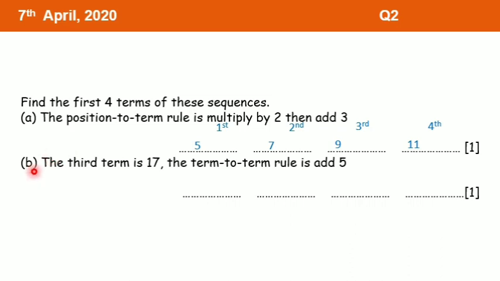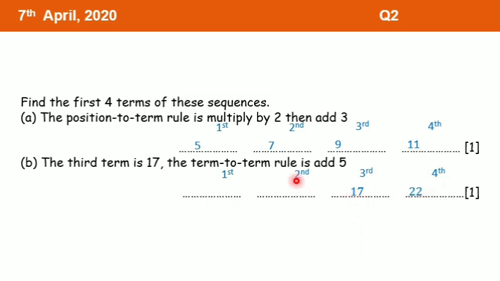For letter B, the third term is 17 and the term to term rule is add 5. Let us label again. We are going to fill in the third one because we already have it as 17. The term to term rule is add 5, so if we are going to find the fourth one, we need to add 5. That's why it will be 22.